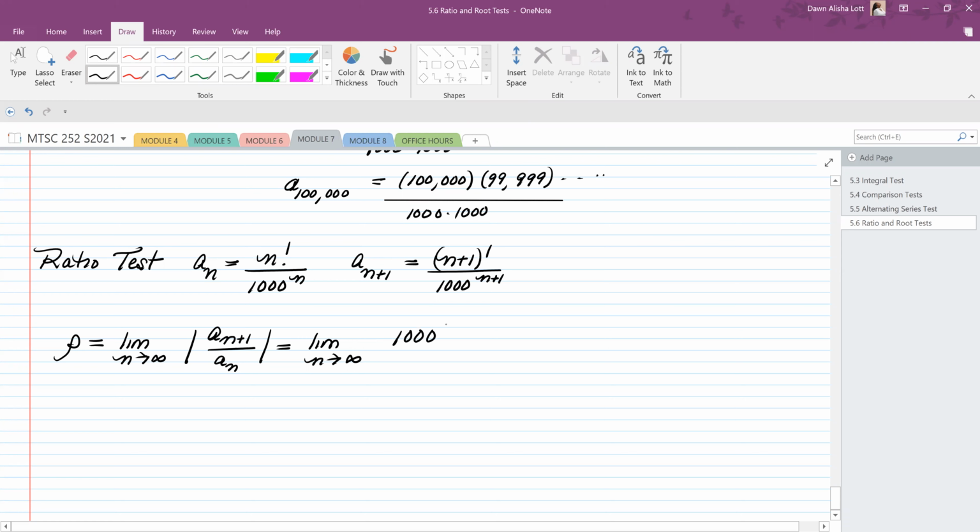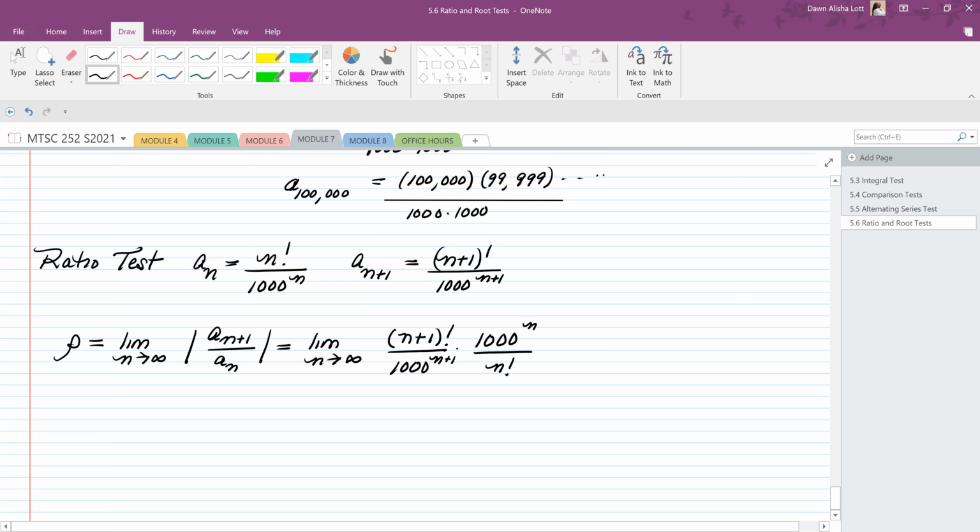So I'm going to get 1,000 to the n plus 1 over n plus 1 factorial. That is wrong. I'm getting a_n, which is n plus 1 over 1,000 to the n. I gotta step out. I may not be here when you get back. 1,000 to the n over n factorial.